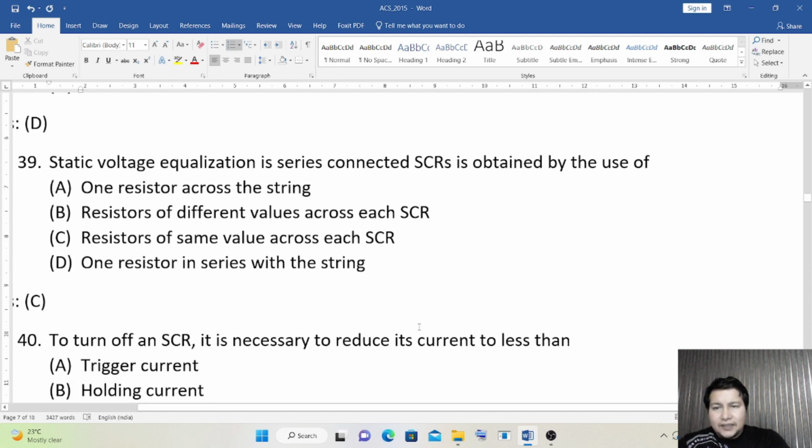Static voltage equalization in series connected SCRs is obtained by the use of one resistor across the string, resistors of different values across each silicon control rectifier, resistors of same value across each silicon control rectifier, one resistor in series with the string. So the correct option is resistors of same value across each SCR.